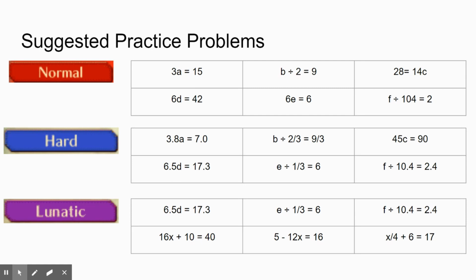Finally, lunatic. That first row is actually the same row as the bottom of hard, but the second row in lunatic is all two-step equations. You're going to have to use two different properties of equality to get your variable by itself. Give them a try, see what you can come up with. Good luck.